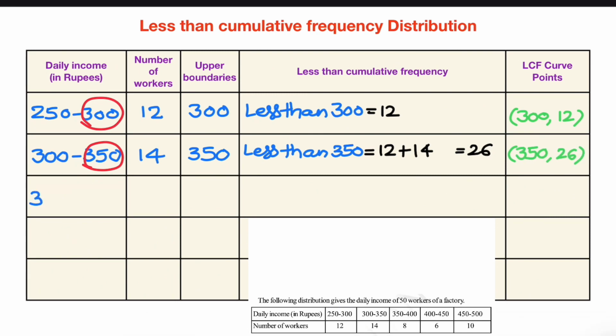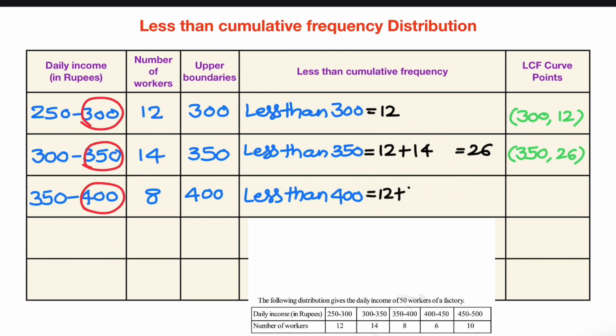Next class interval 350 to 400. Number of workers 8. Upper boundary of the class interval 350 to 400 is 400. Cumulative frequency of 350 to 400 is the number of observations less than 400. That means 12 plus 14 plus 8, or 26 plus 8, that equals 34. Point is 400, 34.